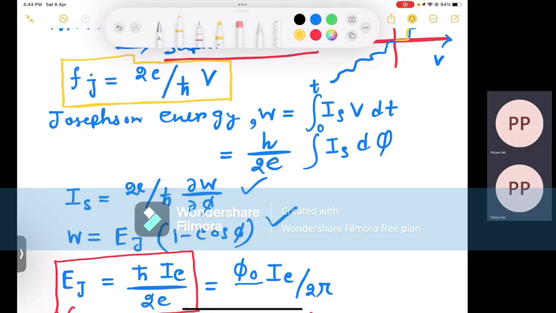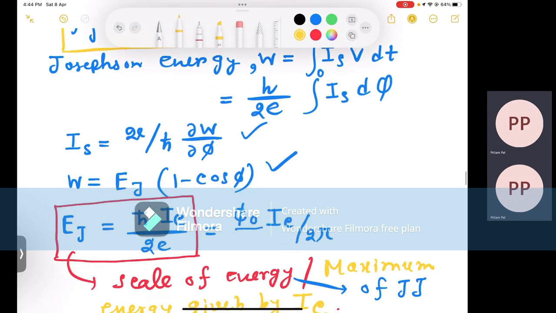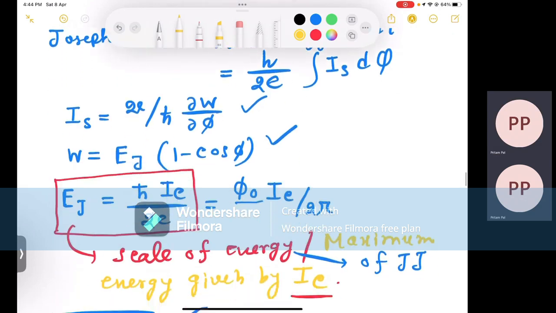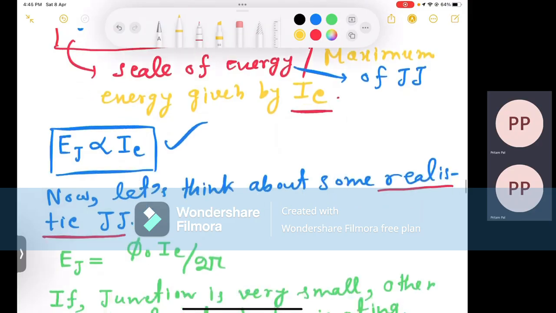So that will give you EJ times (1 minus cos phi). So this is the important thing. Another parameter which is defined here is called the Josephson energy. It's basically the scale of energy, the maximum energy that is given by the supercurrent IC. That's why it's called the Josephson energy. It's also proportional to the supercurrent.